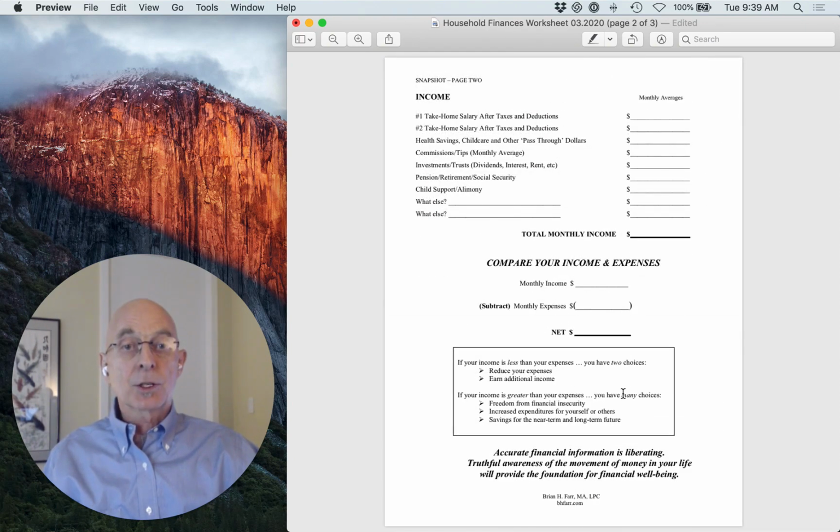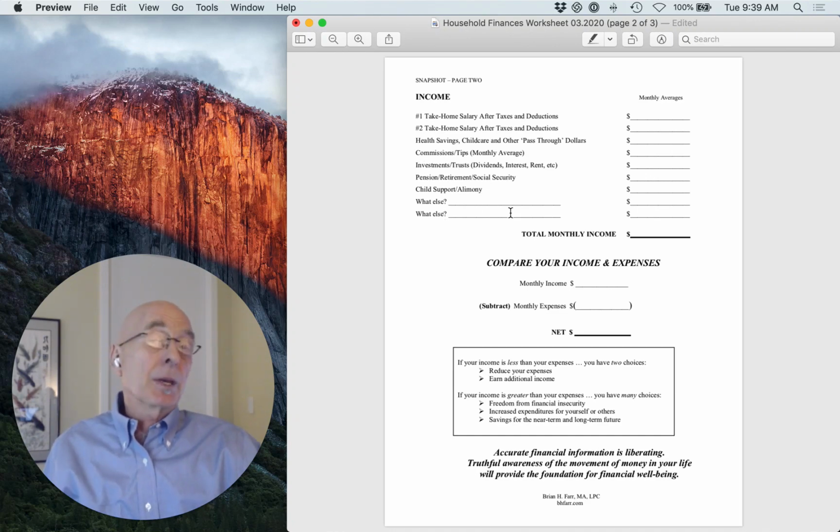Then on page two of the snapshot, the income. Important thing, this is after taxes and deductions. So this is the paycheck that lands in the bank account. That's the number that goes in here. If there's two incomes, break them down like that. And then the different ways that money comes into the household, maybe it's Social Security, maybe it's commissions or tips, and then a what else line. This might be if you're working with a 20-something who gets $300 a month from mom, it could be written right here, and then they'll have an accurate monthly average of their income. This brings us down to income minus expenses, and then this net number.